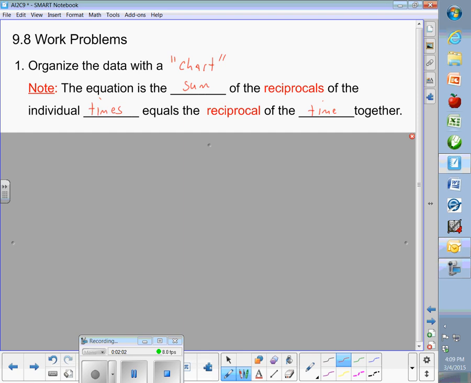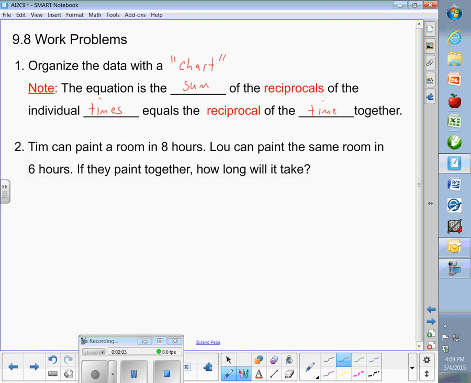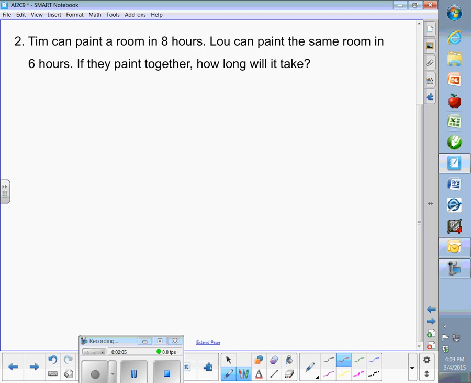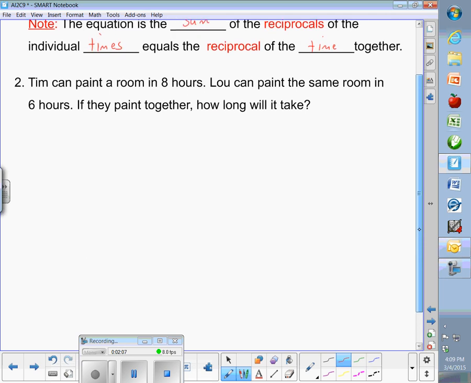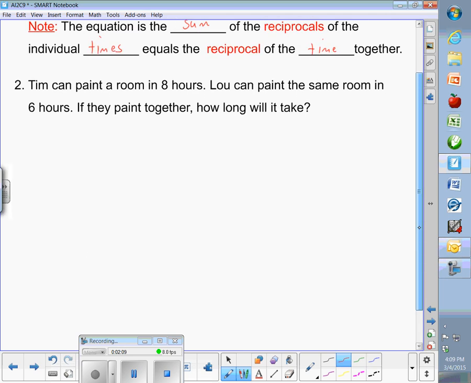All right, so let's take a look at an example. And again, I would recommend that you pause the video so you can write the example problem, because I'm going to just get right on with it. So you might want to pause, write it down so you have it in your notes. All right. Tim can paint a room in 8 hours. Lou can paint the same room in 6 hours. If they paint together, how long will it take?